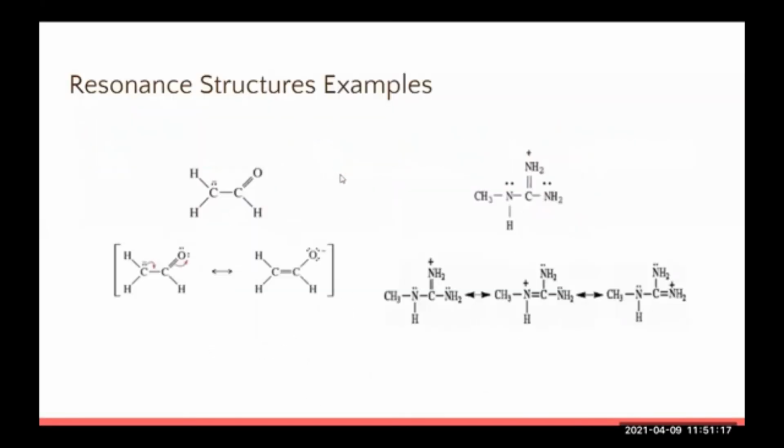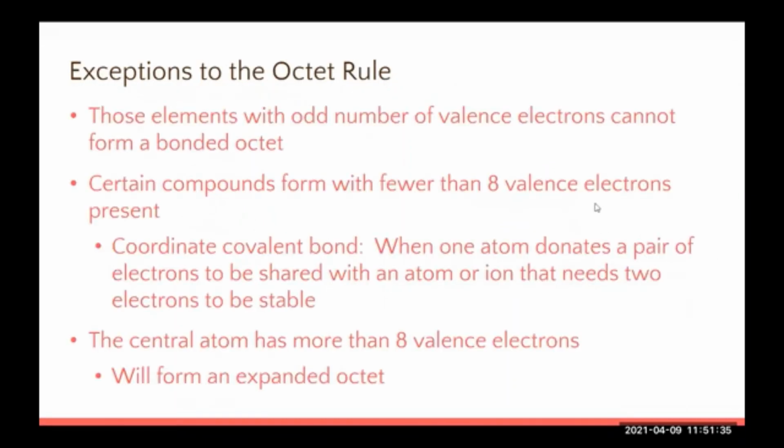Okay, some other examples of resonance structures are here, where you're moving that double bond around. Here, you're looking at different placements of that double bond, and that's okay. There's always different examples of how things can be placed. It is called resonance. And then it's important to note that there are exceptions to the octet rule.